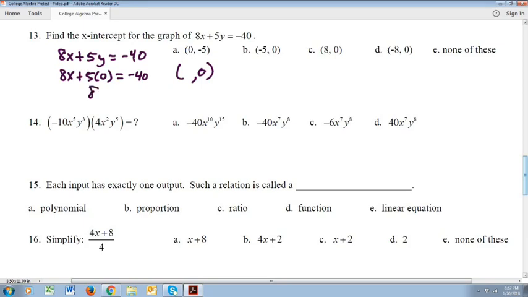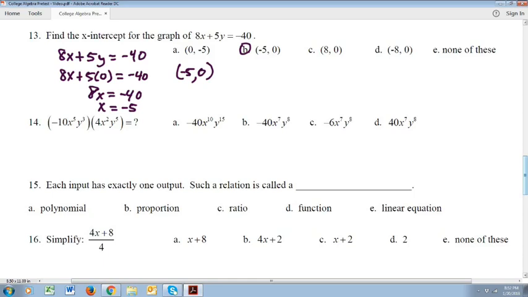So we're going to end up with 8x is equal to negative 40, because 5 times 0 is just 0. 0 plus 8x is 8x. So we're going to get negative 5 here. So the correct answer is negative 5 comma 0, which is answer B.